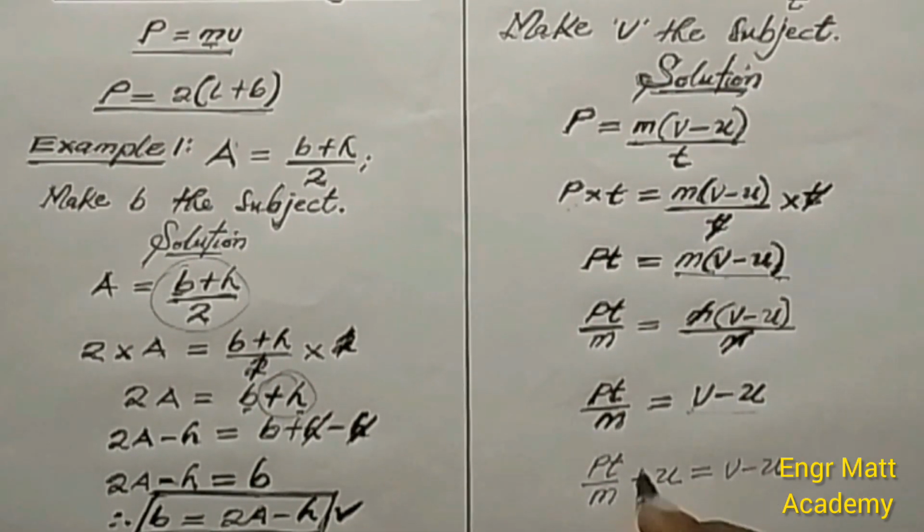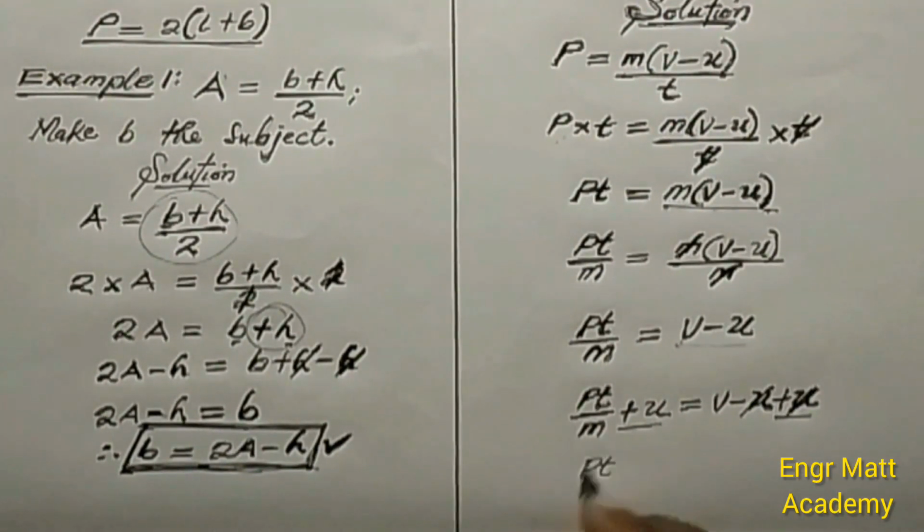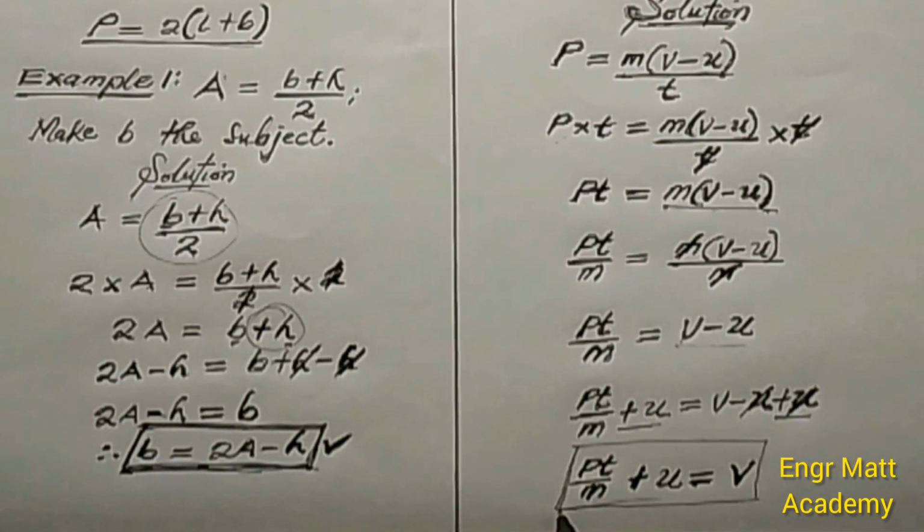Okay, we are adding plus U. We are adding U to both sides. Minus U plus U, we cancel out. And that leaves us with PT over M plus U equals V. And now the final answer is that. We have succeeded in making V the subject of the formula.